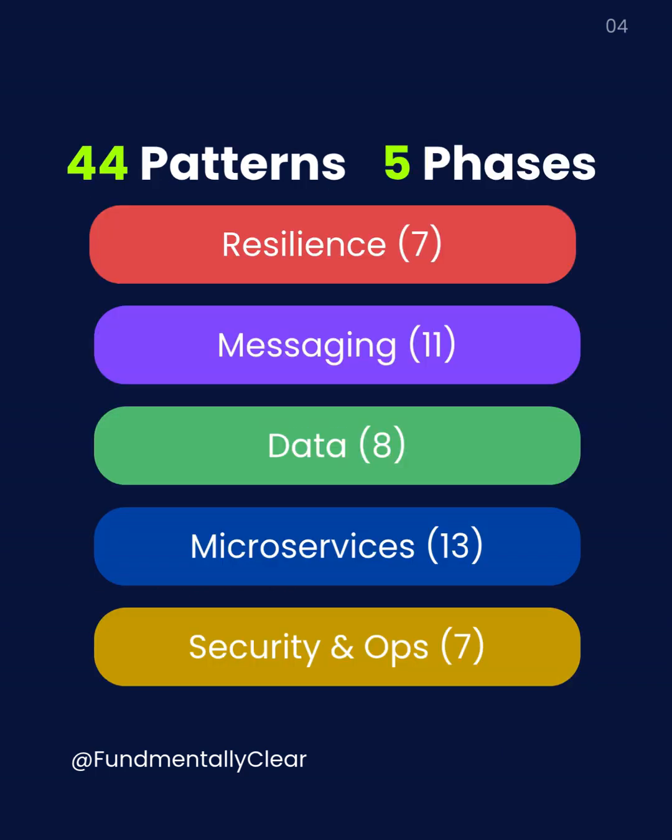Now, covering 44 patterns is a serious commitment, so we've structured this series into 5 phases to make it logical and progressive. Phase 1 is resilience, 7 patterns. Phase 2 is messaging, 11 patterns. Phase 3 is data, 8 patterns. Phase 4 is microservices, 13 patterns. And Phase 5 is security and ops, 7 patterns. Each phase builds on the previous one. By the end of this series, you will have a complete mental model of how production-grade Azure systems are designed.